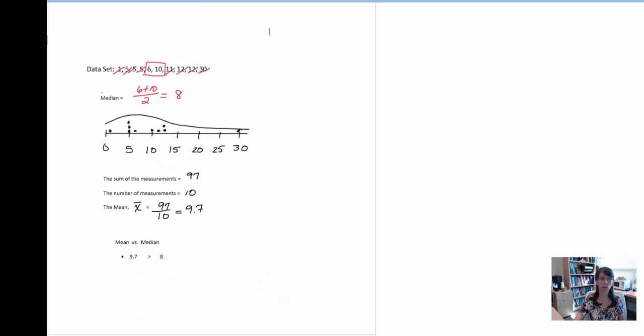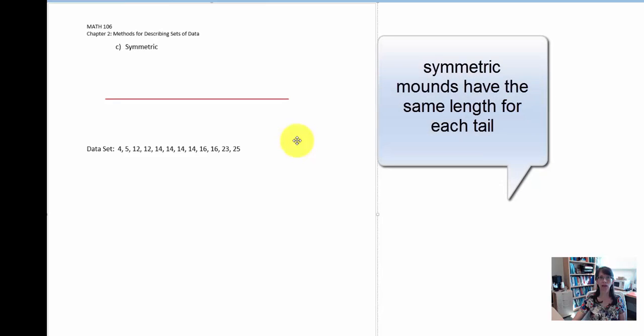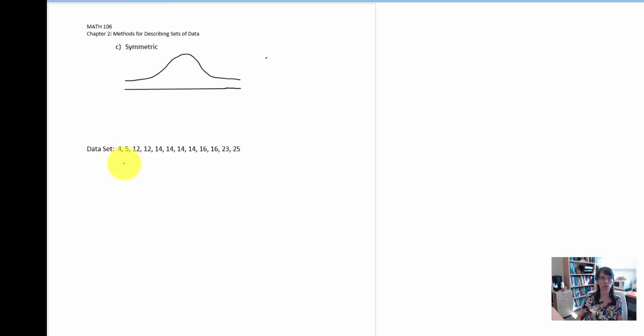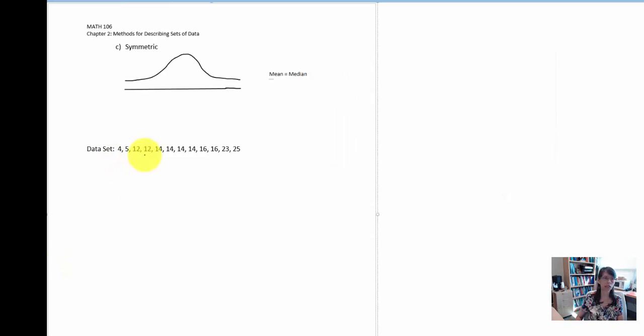Our next example is symmetric. With symmetrical data, you're not going to have a tail longer on one side than the other. The picture or the mound shape will be symmetrical. So we'll sketch an example of what a symmetrical curve looks like. There's our symmetric mound shape, and we expect the mean to be equal to the median. Let's see if that works out with the given data set.